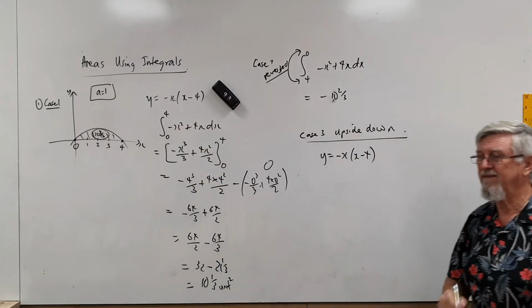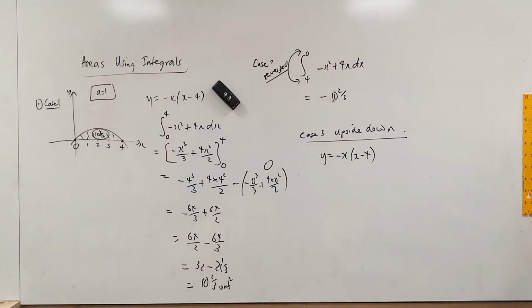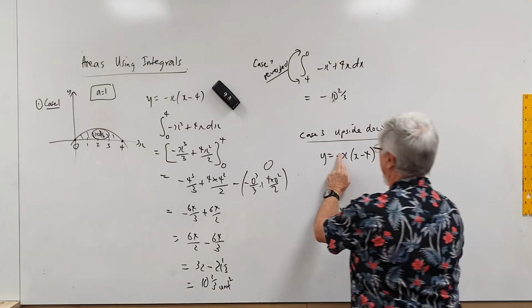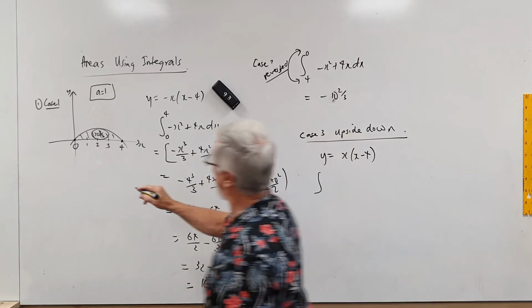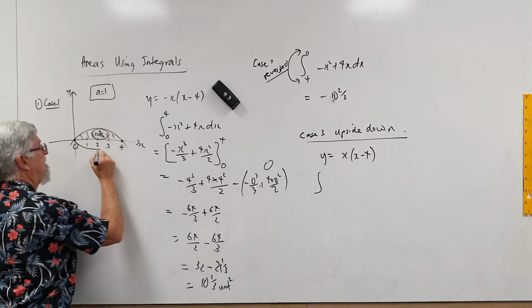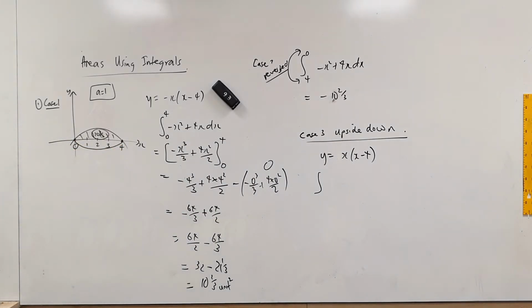Turn it upside down. And you just take the negative? Yeah. Get rid of the negative. So now I'm going to get the integral of the upside down. That's this one here now. Obviously, what is it going to be? 10 and 2/3. Yeah.